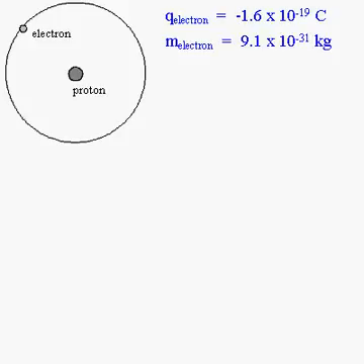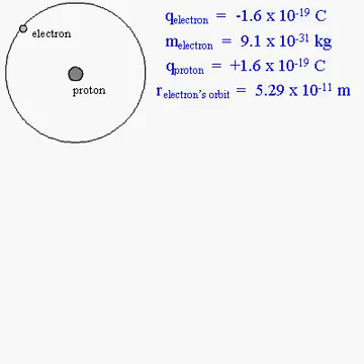The mass of the electron is 9.1 times 10 to the minus 31 kilograms. The charge on the proton is positive 1.6 times 10 to the minus 19 coulombs. And the radius of the electron's orbit is 5.29 times 10 to the minus 11 meters. And the question is, what's the speed of the electron as it orbits the proton?